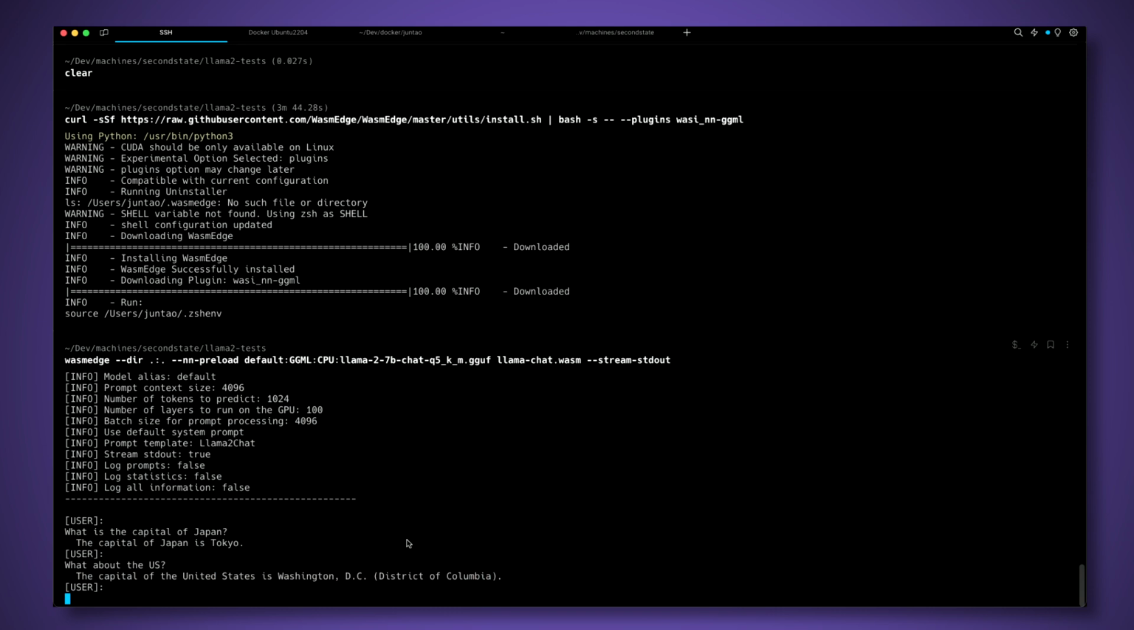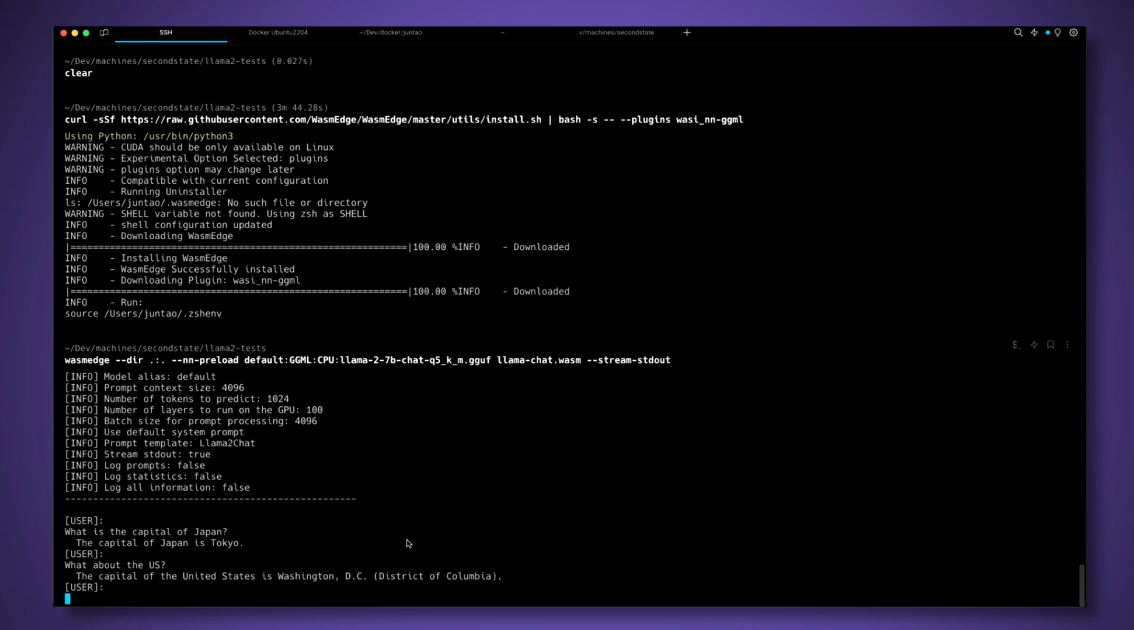Now it's really fast, because on the second one it doesn't have to load the model again. It says the capital of the United States is Washington, D.C. Interestingly, it follows the conversation, because I only said, what about the U.S.? The first conversation was what's the capital of Japan, so it now knows what I'm asking. The model is pretty smart.